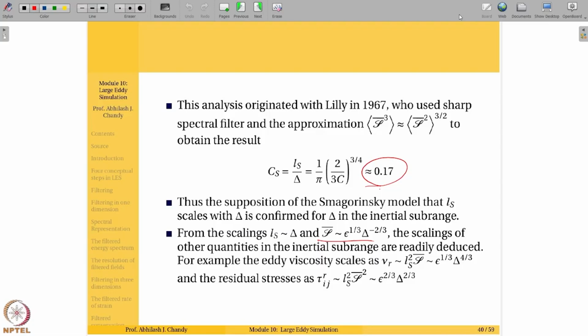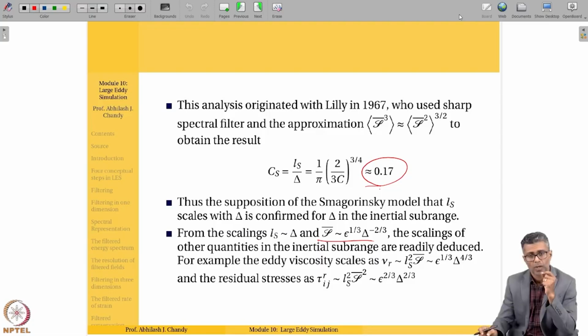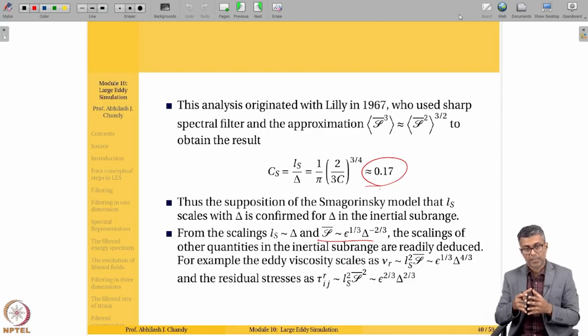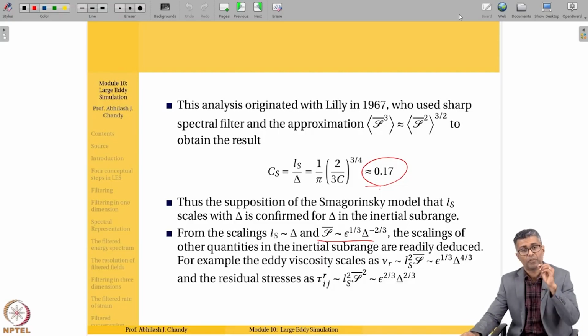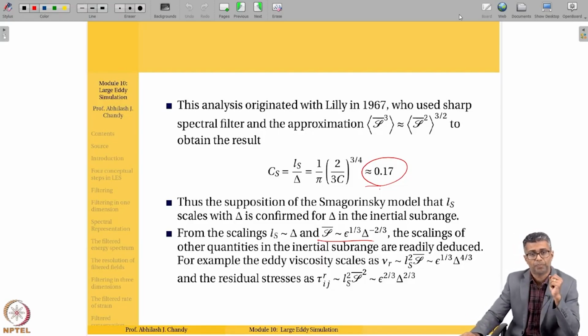We realized that as we derived it, we found that LS, the mixing length, scaled with delta, and so did the filtered rate of strain, so did the eddy viscosity, and so did the anisotropic part of the residual stress tensor. All of that scaled with delta. So we knew that, right? Now we have proved it mathematically. We found out that CS would be approximately equal to 0.17.